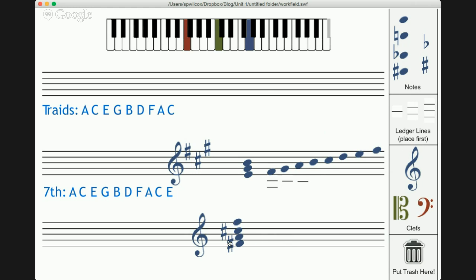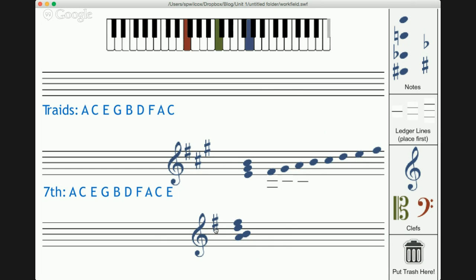Now again, same process. Let's see what would happen if I inverted this. What would we make of this triad? Or this seventh chord. How about we do this and that? Oh my God, that's ugly looking, right? What would we do with that?